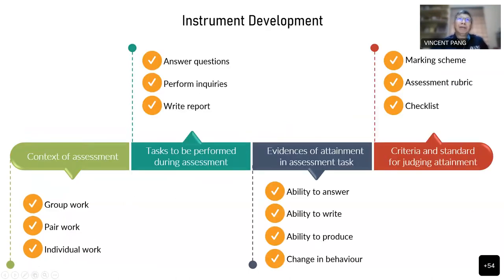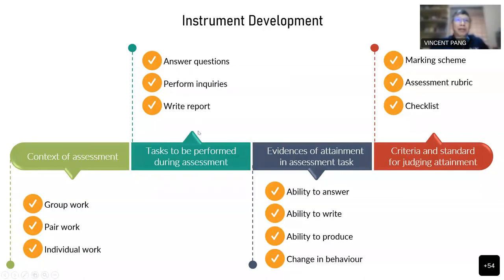The second phase, development of instrument, we have to consider the context of students. Look at the assessment, whether it is about group work, pair work, or individual work. Usually for the cognitive domain, there's more individual work. For affective and psychomotor domains, maybe there's more group work, also depending on context. There can also be individual work in the psychomotor domain. Next, we consider tasks to be performed during assessment. For example, if you are using a test, it will be answering questions. Other tasks may be performing inquiries or writing reports.